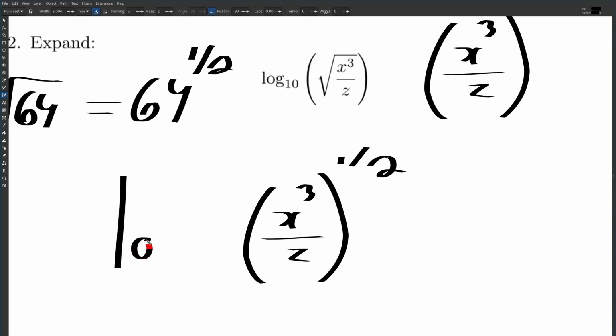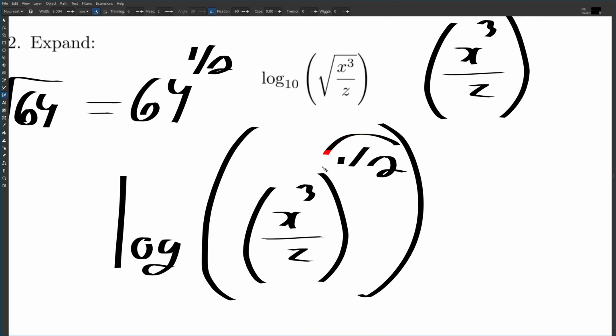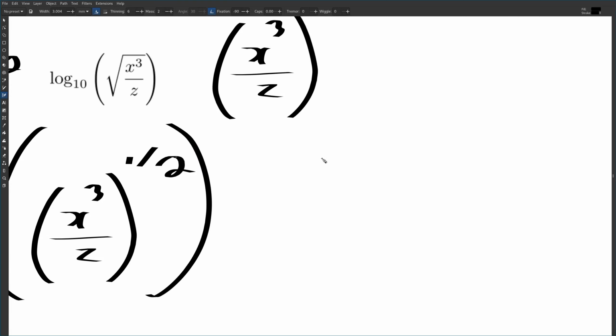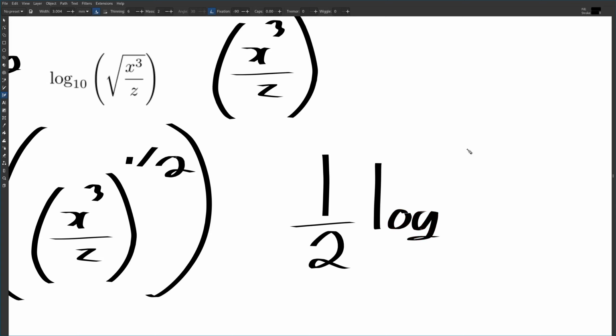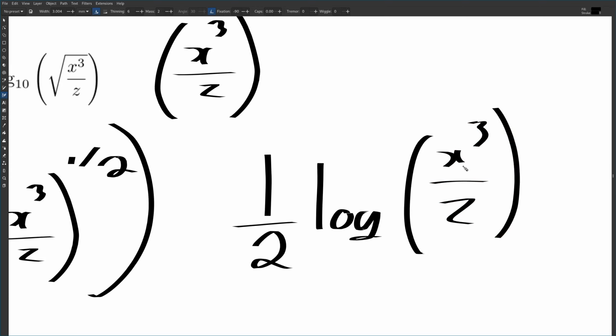Since we're taking the logarithm of that, some even bigger parentheses, we can bring this power to the outside, like in other problems. And this turns into 1/2 log of x cubed divided by z. We're still not done yet. We have to use our division rule and our power rule again later.